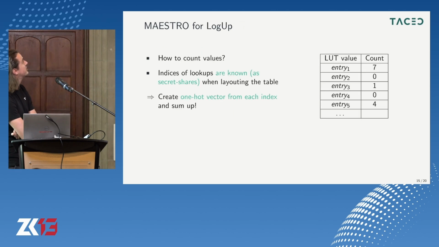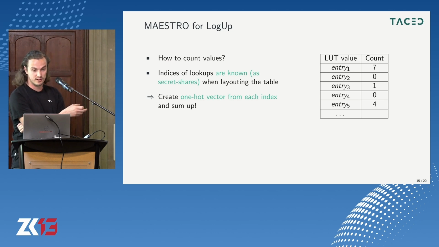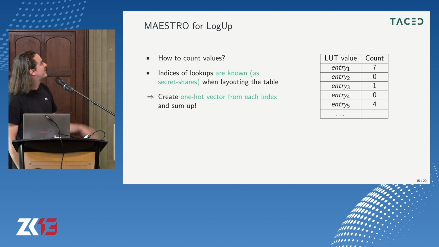And how can we use this for the lookup argument we talked about? How do we count the multiplicities for the looked up values? We create a one-hot vector for the secret shared indices, which we know when we are laying out this table, and then we just have to sum up these one-hot vectors and get our counts from it.